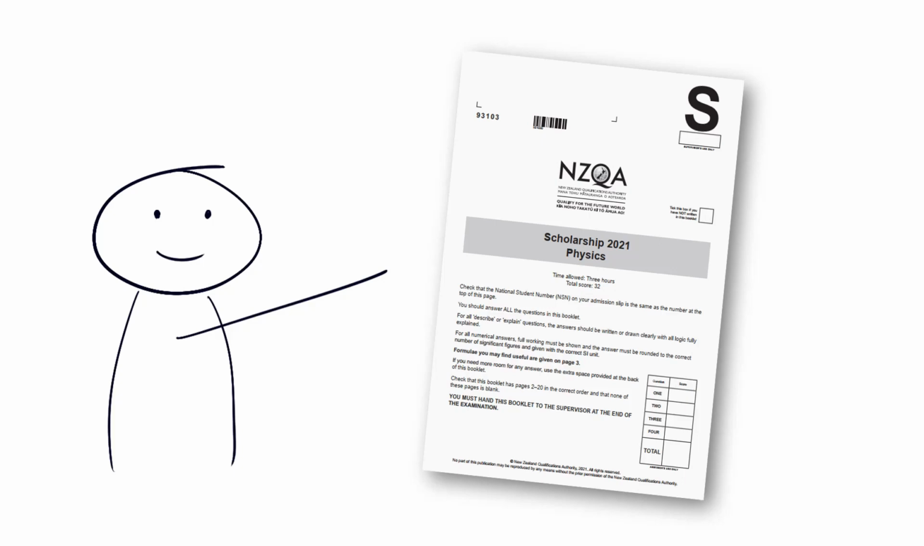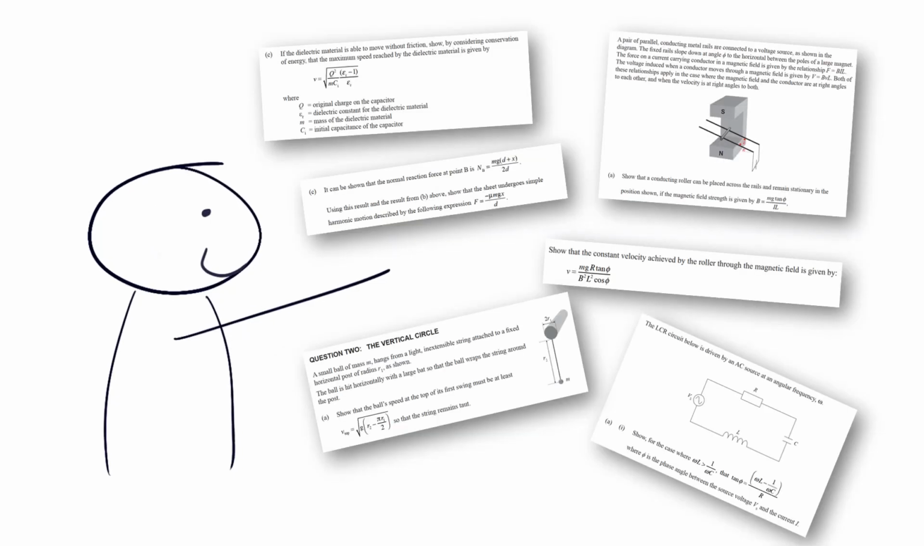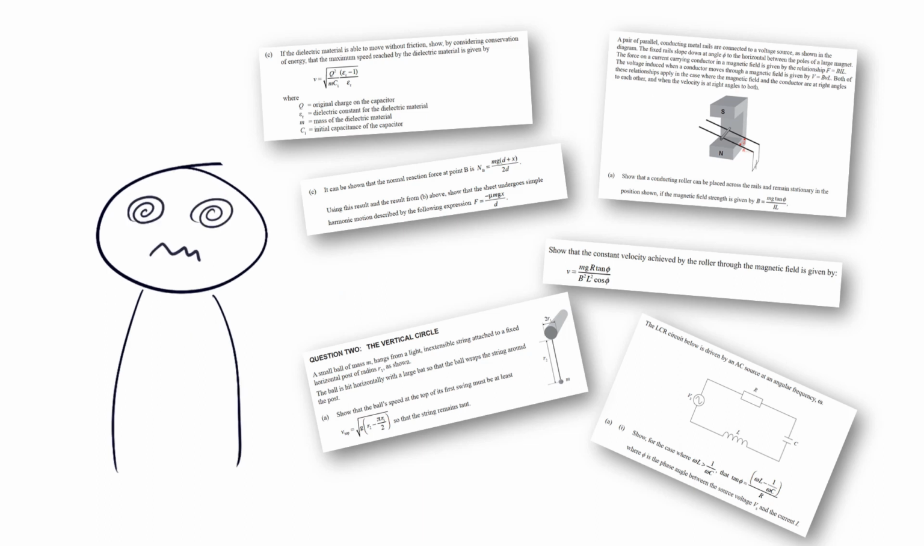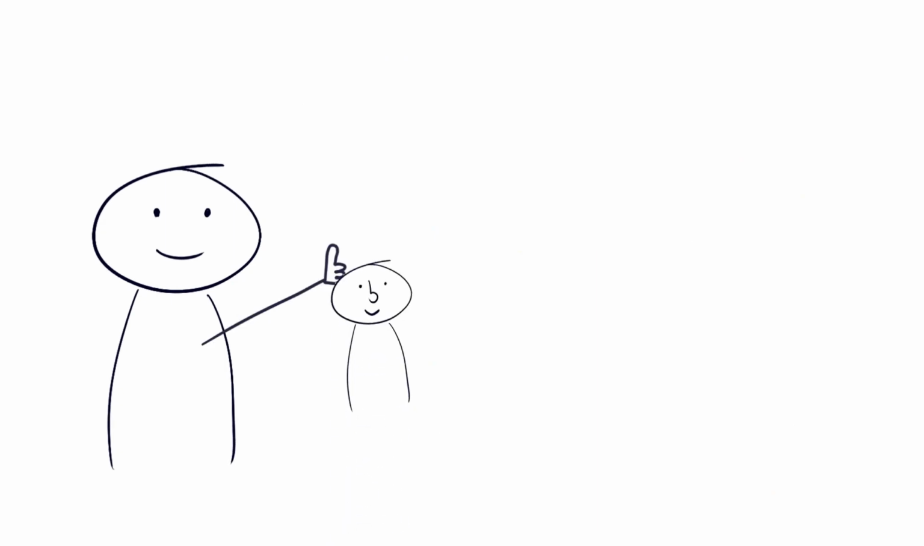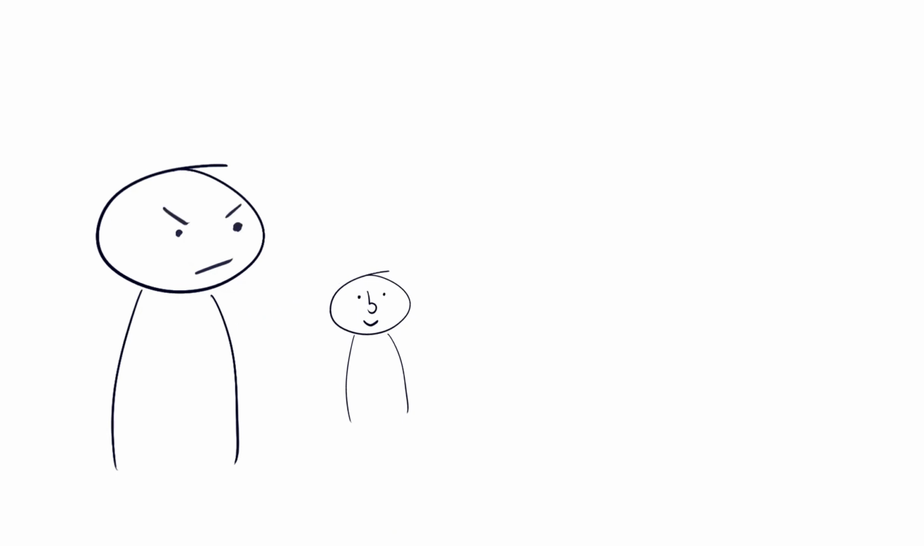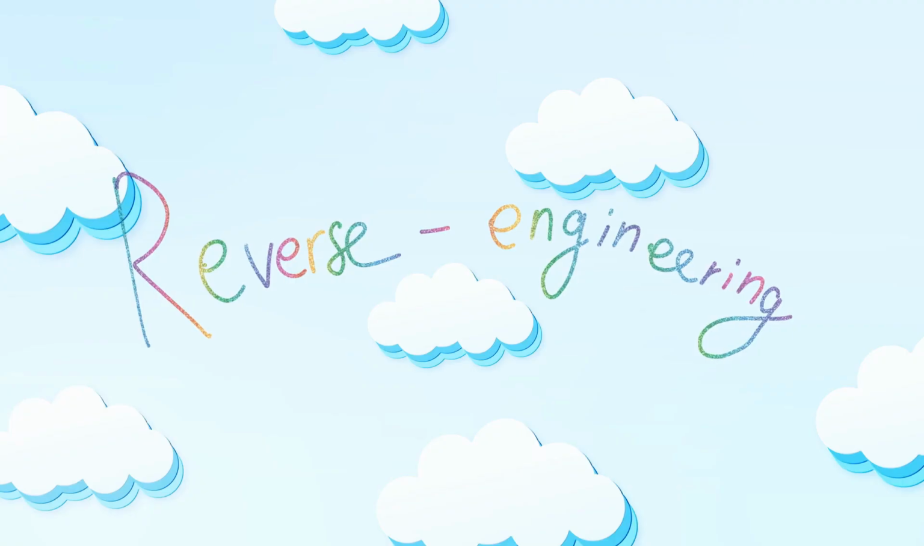In physics scholarship, there are some questions that ask you to derive or show a formula. At first glance, these questions may seem unholy, like, what even is this? But don't worry, I will show you a trick I used to apply and it would work 90% of the time. But what about the other 10%? It's called reverse engineering.